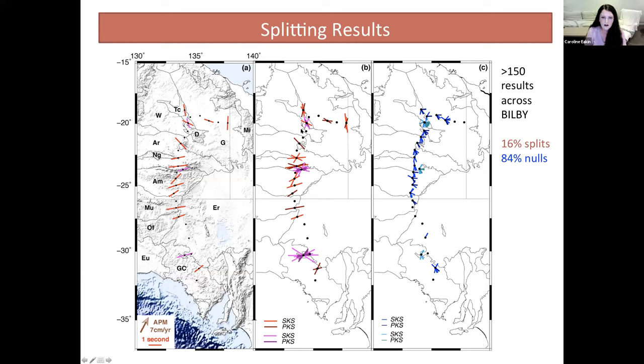In the middle panel here, I'm showing all the individual measurements. There is a little bit of scatter to these. And then on the right, I'm showing the direction of the null measurements. And what we find, which is typical for temporary deployments and typical of other studies across Australia, is that we had a lot more nulls than we had splits. We had 84% nulls and 16% splits. So we might only have one or two splits at a given station and five nulls. But I think I know the reason why that is.